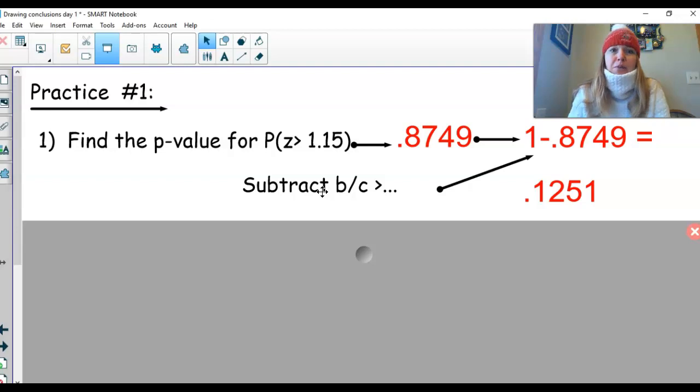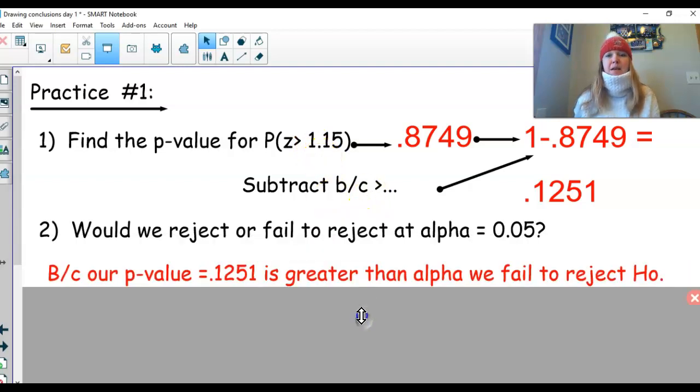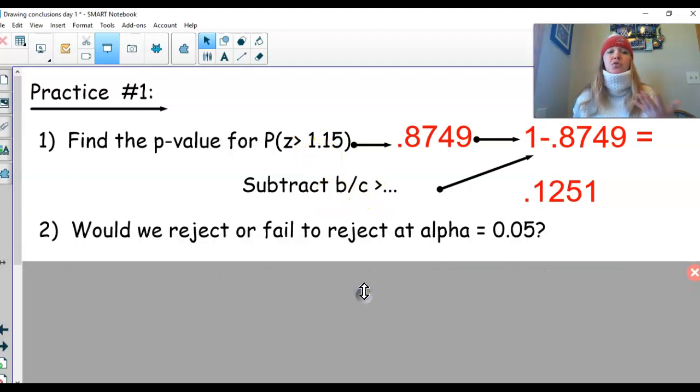So I'm telling you right now, our HA was a greater than problem as well. Okay. All right, so hopefully that's clear, finding that p-value. We found the p-value, we went to the z-table to get 0.8749, we subtracted from 1, because it's a greater than, and now we're gonna move on. Would we reject or fail to reject at alpha equals 0.05?